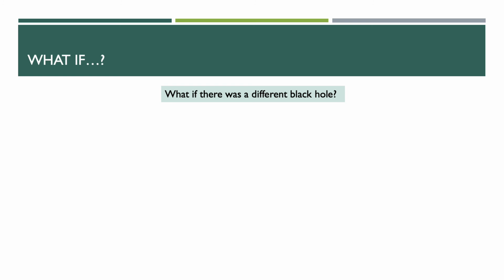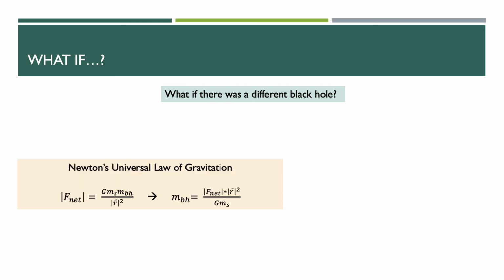The "what if" question asks if a different black hole were placed in the same location and the star experienced the same motion, could a different value be calculated for the new black hole? As you can see, the mass of the black hole only depends on the gravitational force on the star, the mass of the star, and the distance between the star and the black hole.